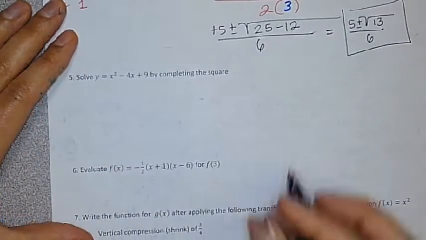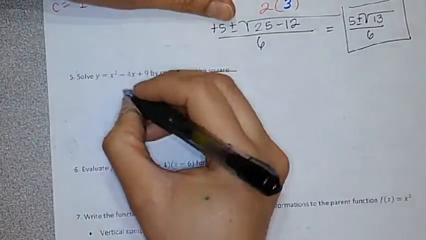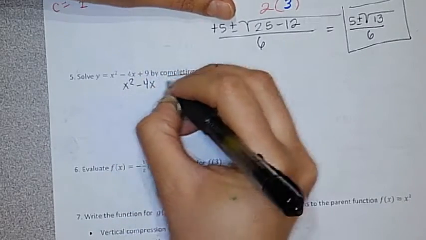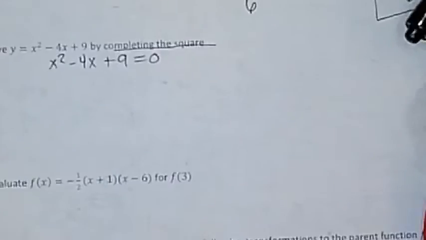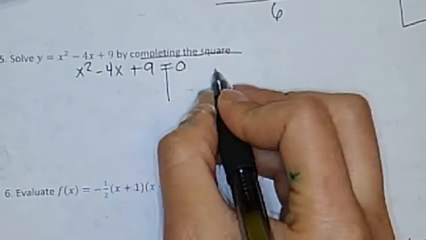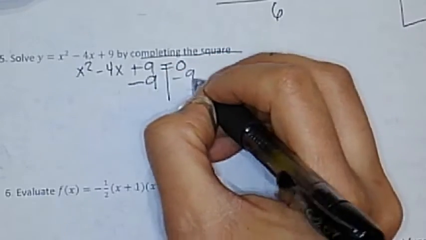For the next problem, we're doing completing the square, just like you did on your homework yesterday. So first, I'm going to set it equal to 0. And then I'm going to move that 9 over so I can have the x's and the constants over here.